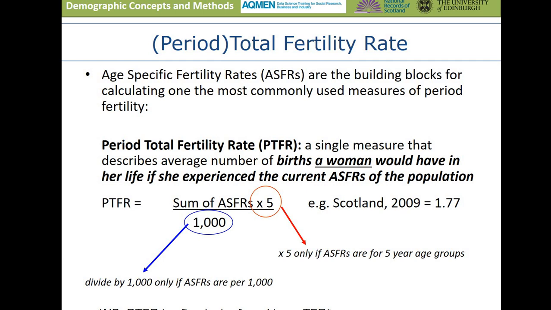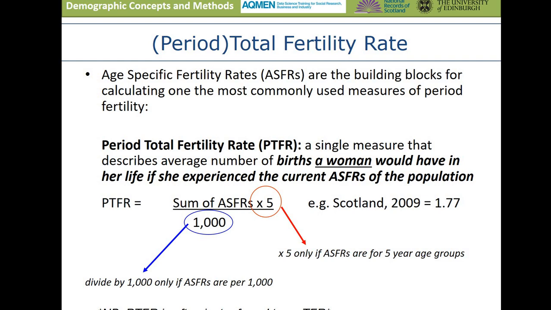One of the useful things about age-specific fertility rates is that they're the building block for one of our most commonly used measures of period fertility. Now, this is a period total fertility rate. This is a single measure that describes the average number of births a woman would have in her life if she experienced the current age-specific rates of the population.